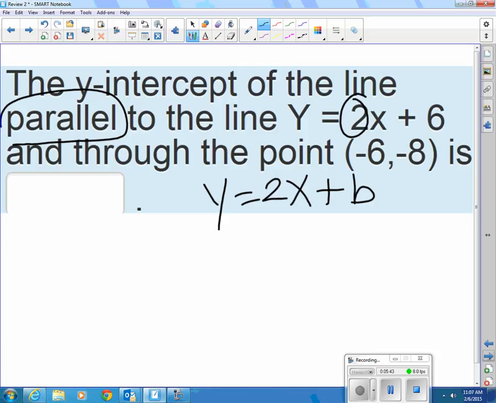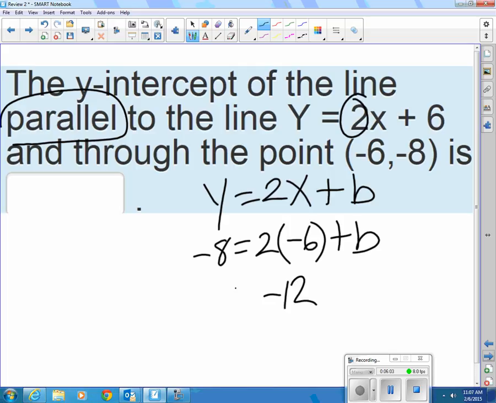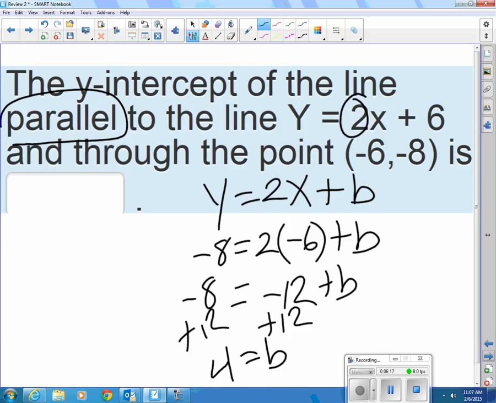B is often used. So now we know values of x and y of -6, -8. The -8 is the y. The -6 is the x. 2 -6's is -12. And solving, the opposite of subtract 12 is add 12. -8 plus 12 is 4. So the y-intercept is 4.